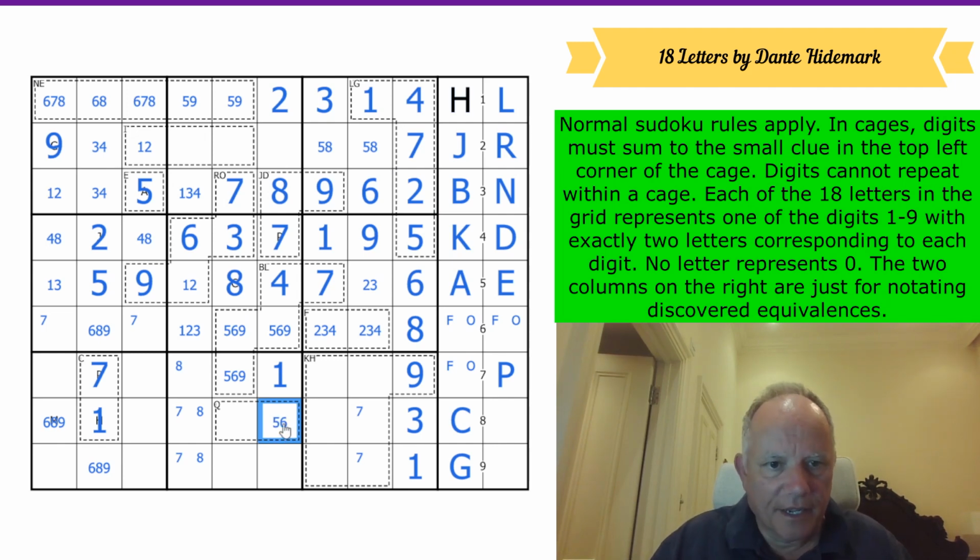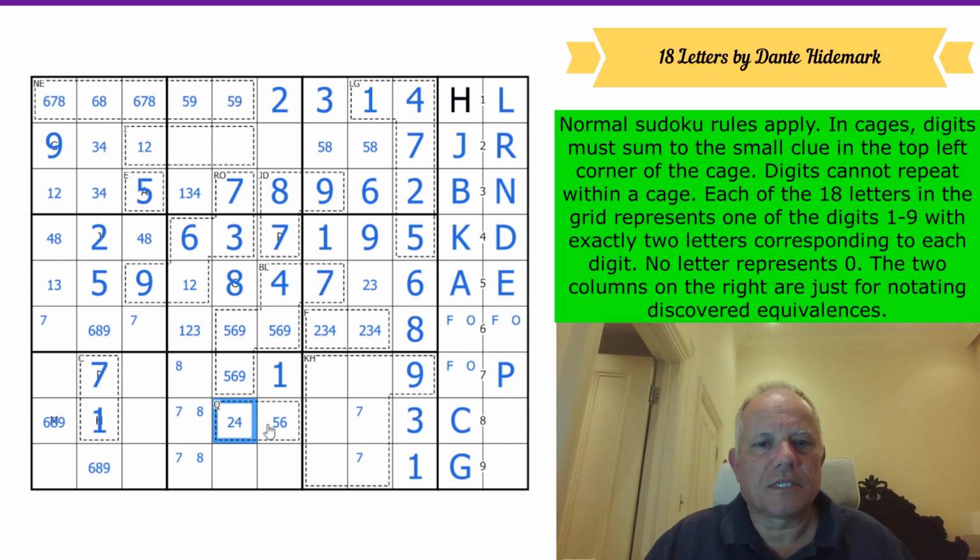It can't be 9 in this cage. I think this is going to have to be a 2 now. No, it could be a 4. Q can still be 7, 8, or 9. Bother.